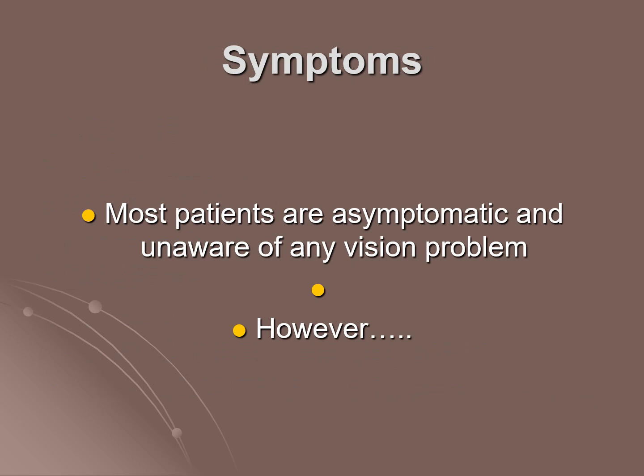Most patients are asymptomatic and unaware of any vision problem. So that's why this disease is called a silent thief of the vision. Silently, the vision is lost and the patient is not aware of that. So that's why this is dangerous. Whenever a patient reports to you in the OPD after the age of 40, you must check his intraocular pressure and see the fundus to look for any change in the optic disc.